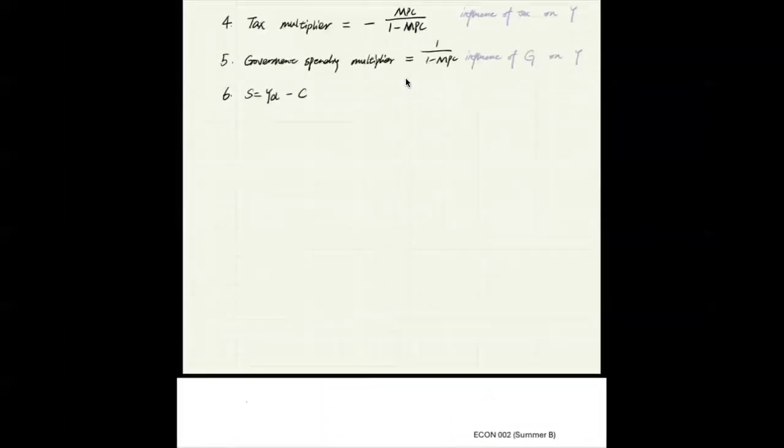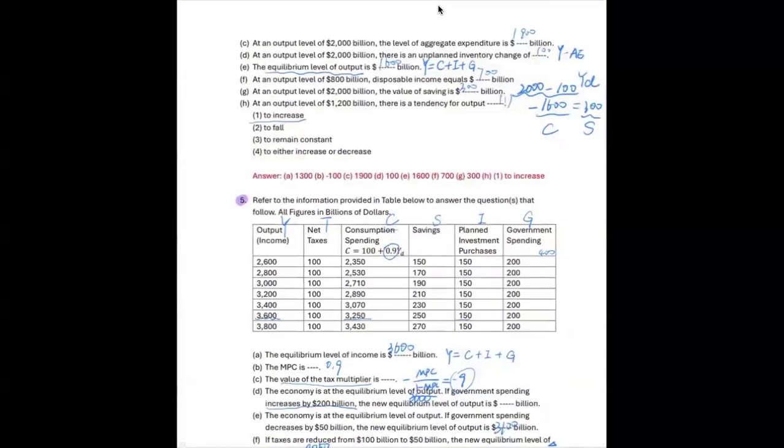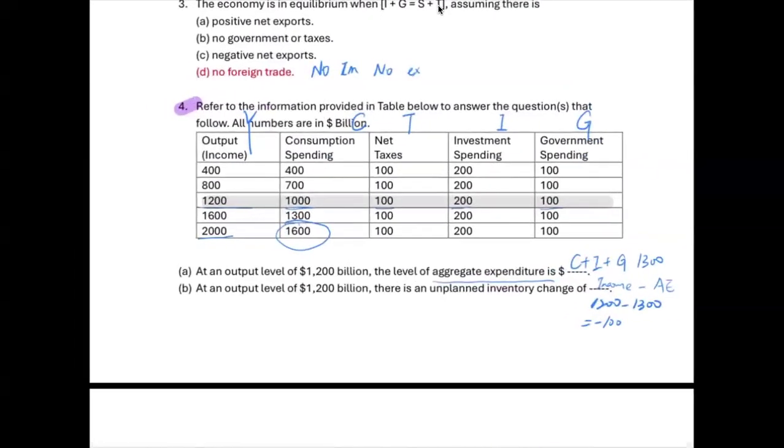And also for B, what's the unplanned inventory change? Remember our equation 3, right? Unplanned inventory change is income subtract aggregate expenditure. So for this column, income is what? 1,200, right? And the aggregate expenditure is 1,300. So now I think you can get your answer for the unplanned inventory change of negative 100. Okay, so A and B just use our equations 2 and 3.